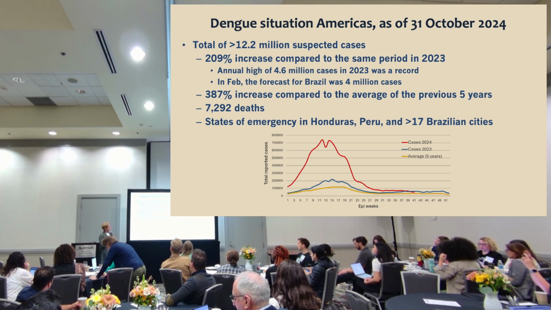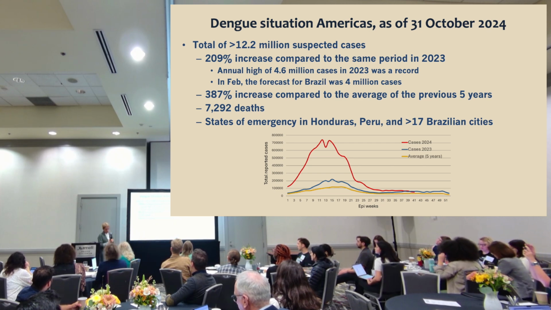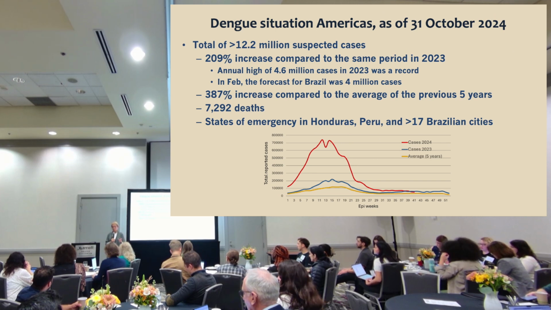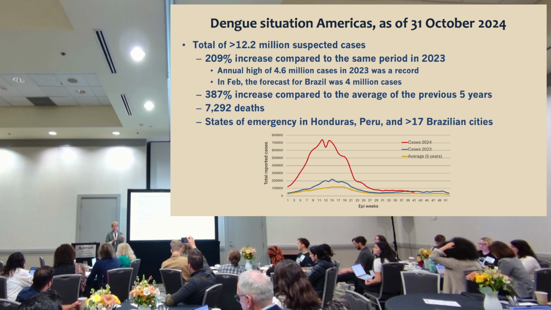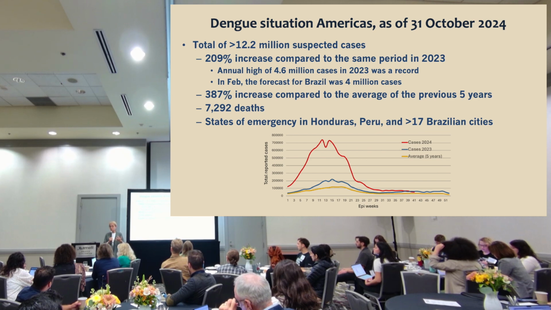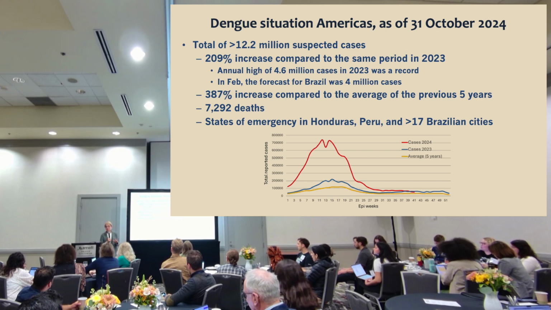That's a 200% increase. In February, Brazil was very concerned about dengue fever. It always has a high number of cases. It came out in February that it expected that there would be about 4 million cases in Brazil of dengue fever. That's twice what was expected last year.